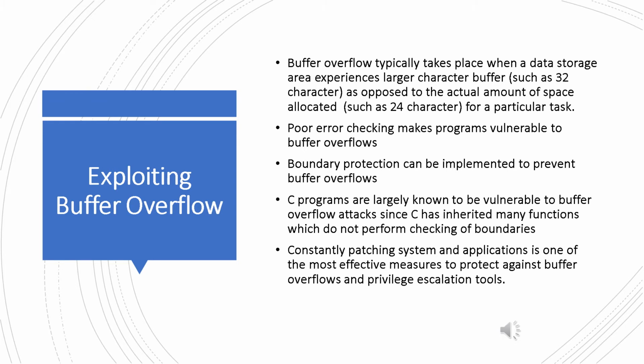Exploiting buffer overflow. Buffer overflow typically takes place when a data storage area receives more characters in the buffer than the actual amount of space allocated. Poor error checking makes programs vulnerable to buffer overflows. Boundary protection can be implemented to prevent buffer overflows. C programs are largely known to be vulnerable to buffer overflow attacks since C has inherited many functions which do not perform checking of boundaries. Constantly patching systems and applications is one of the most effective measures to protect against buffer overflows. Escalation tools.